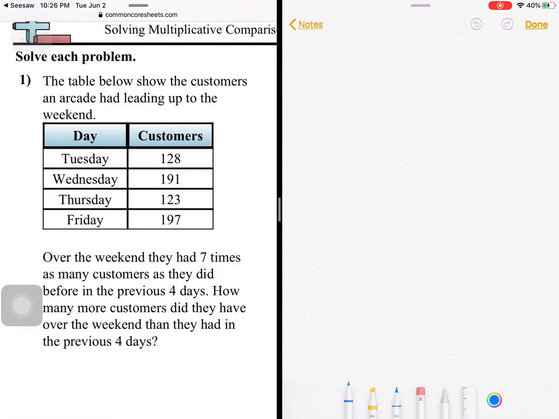The table below shows the customers an arcade had leading up to the weekend. Tuesday, Wednesday, Thursday, Friday. They had 128 customers on Tuesday, and 191 on Wednesday. It went the least on Thursday, 123, and then shot way high on Friday, 197 customers. That's just information. Over the weekend, they had 7 times as many customers as they did in the previous 4 days. How many more customers did they have over the weekend than in the previous 4 days?